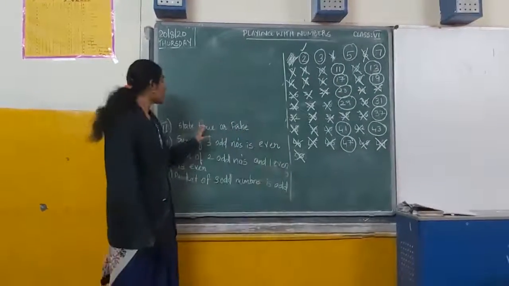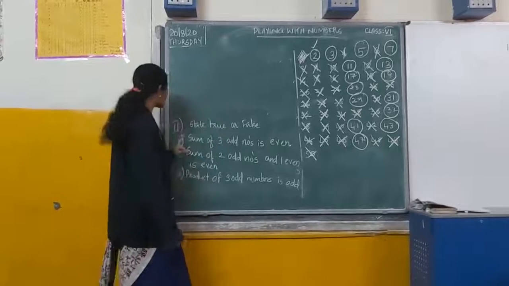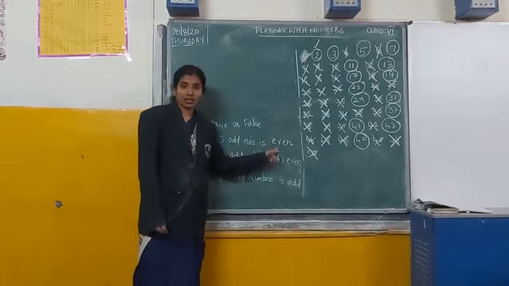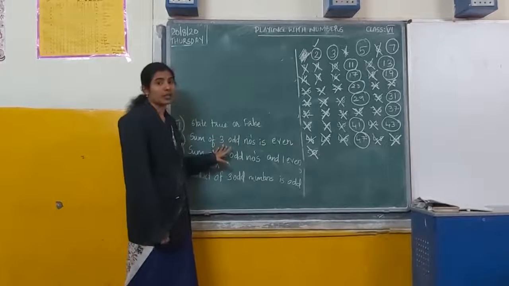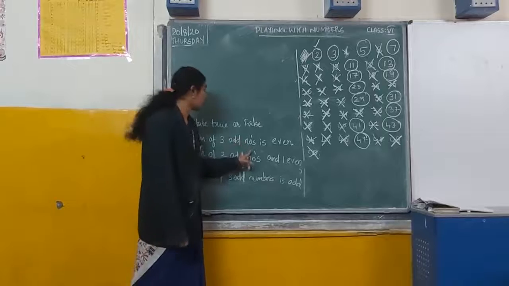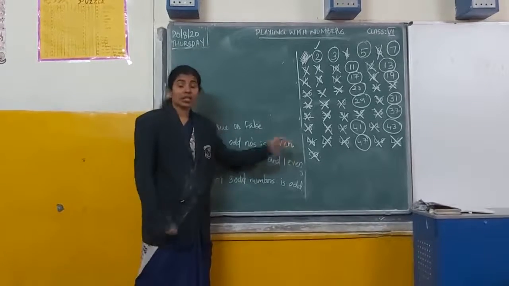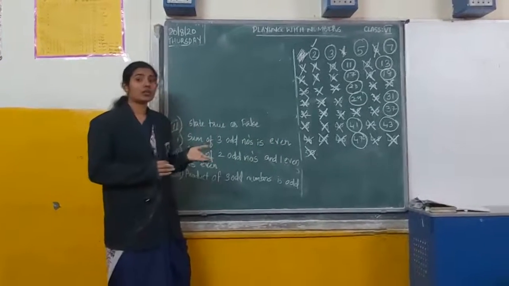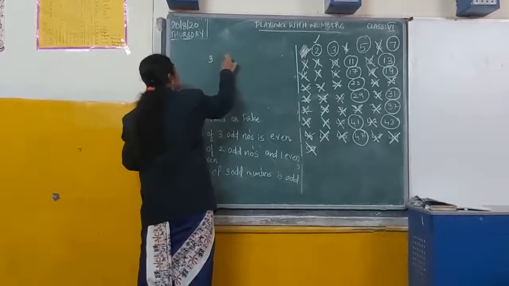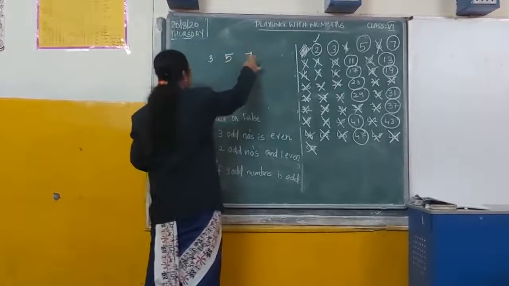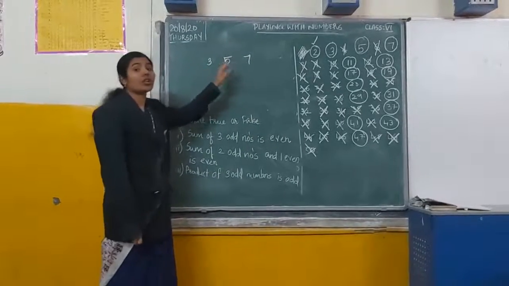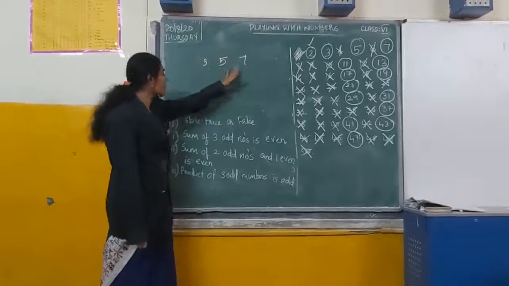You should state true or false. First question: sum of three odd numbers is even. Is it true or false? You should say. See here. Sum of three odd numbers is even. So first of all, you should take three odd numbers. For example, I will take 3, 5 and 7. First you take three odd numbers, so I am taking 3, 5, 7.